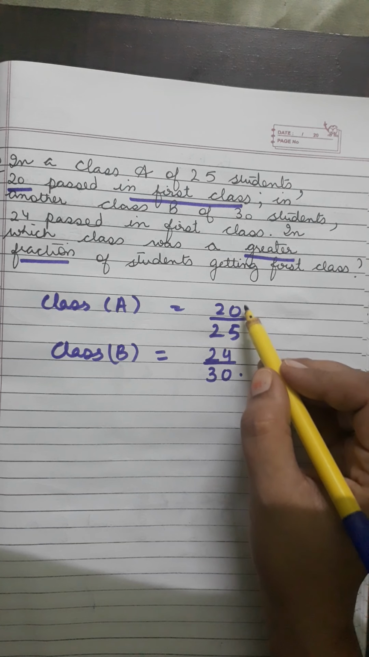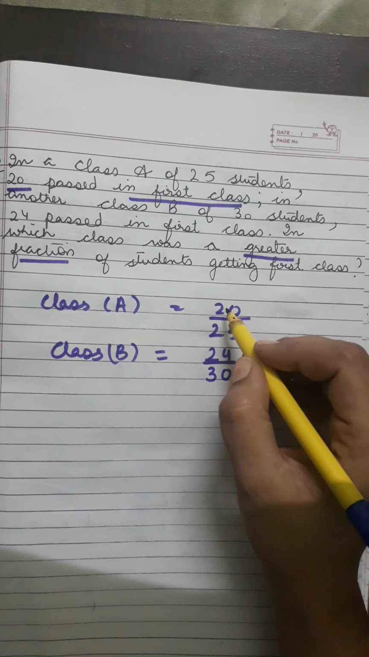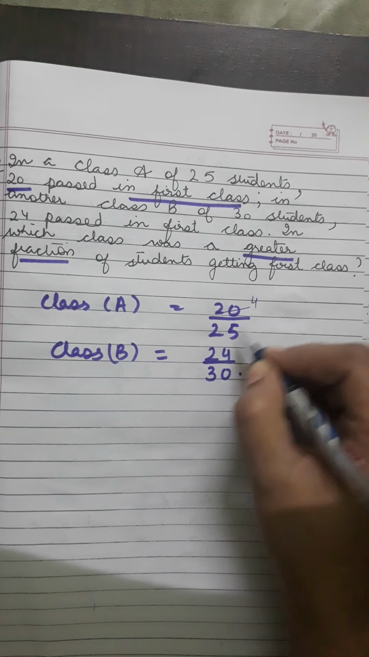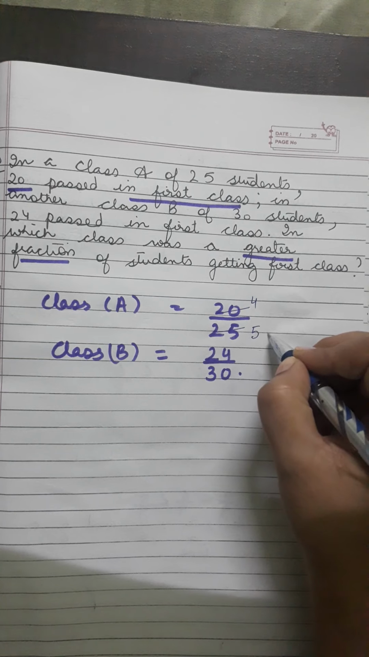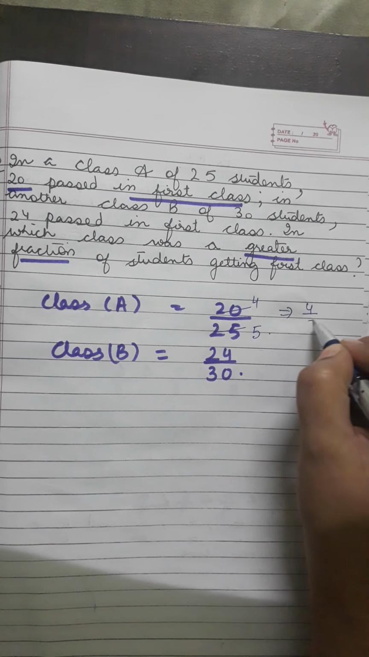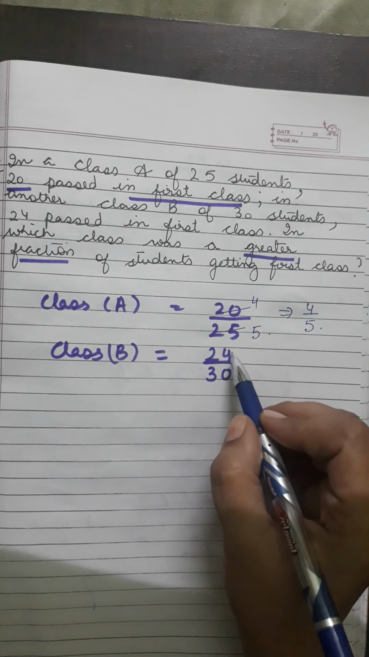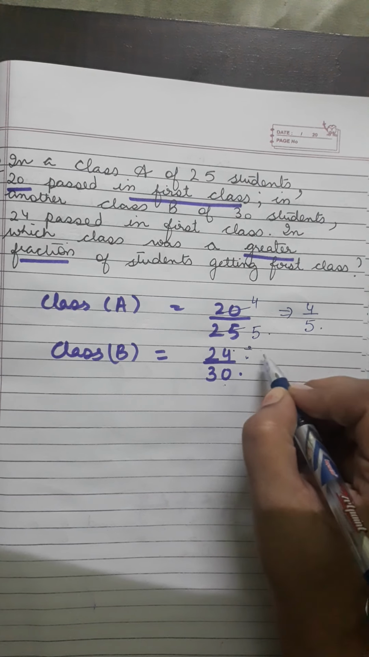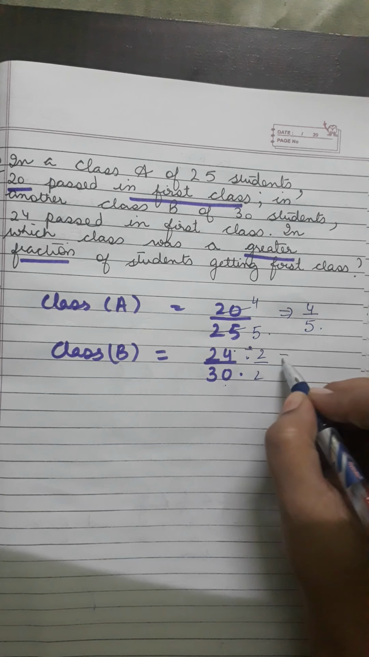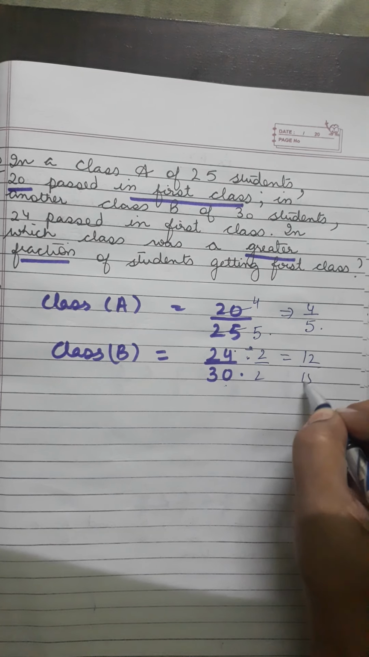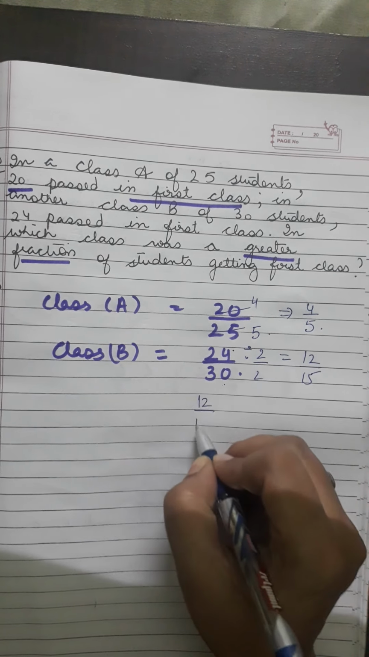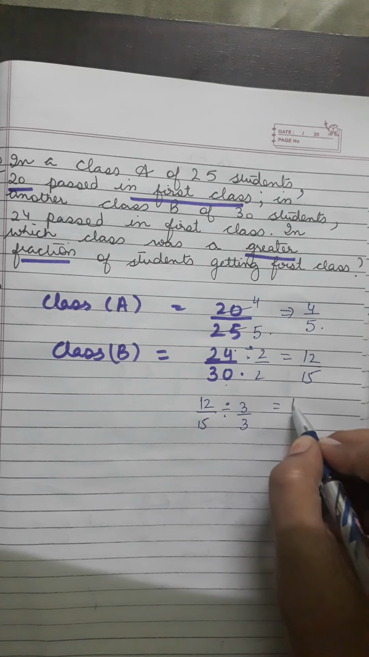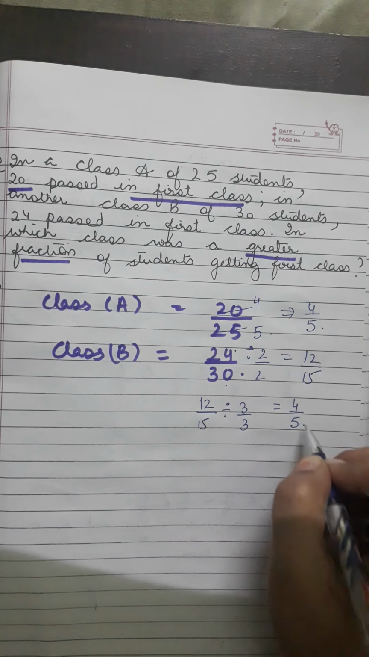Now you can see 20 and 25 are divisible by 5. So we can divide by 5. 5 fours are 20 and 5 fives are 25. So the fraction becomes 4 by 5. Now 24 and 30 are divisible by 2. So we can divide by 2. What will the fraction become? 12 by 15. So 12 by 15 is again divisible by 3. So the fraction becomes 4 by 5.